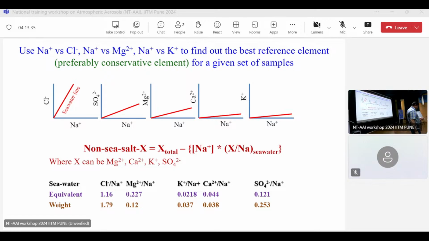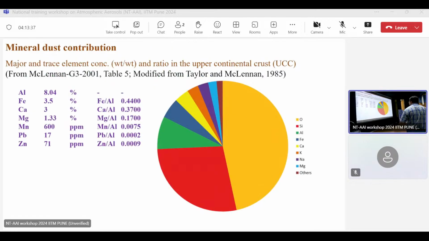Okay. Now, minerals. Again, this is the composition of UCC, the average upper continental crust. So what you have in the crust, this much oxygen, you measure, or silicon, then aluminum, iron, calcium, potassium, etc. These are all major ions. Major ion, minor ion, and trace ions.